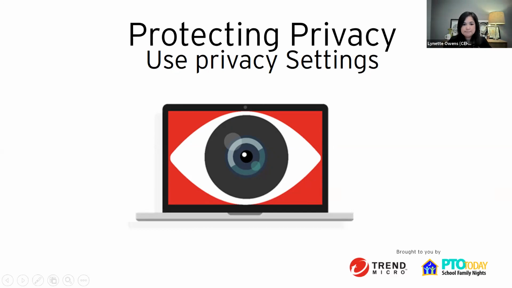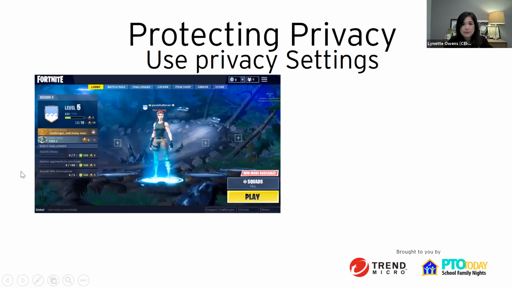So on privacy, I think one of the most obvious things we could do is use privacy settings, right? And here's the thing about privacy settings. Most every game, this is a Fortnite example that you're seeing here, doesn't have it on by default. So you have to go in there every time. And I think you can make a game of this with your kids.